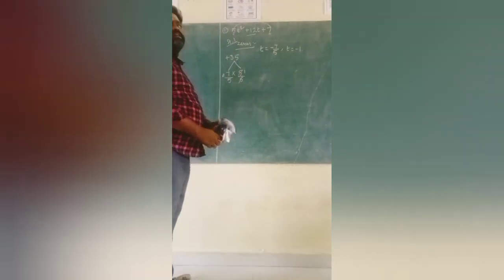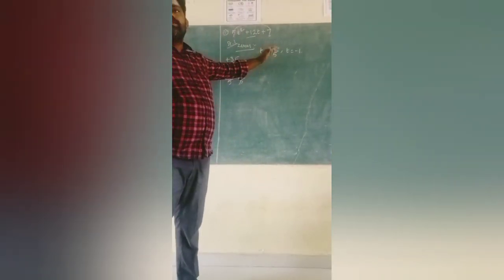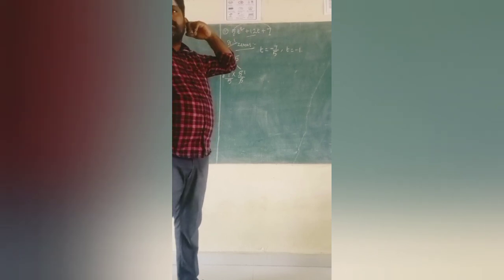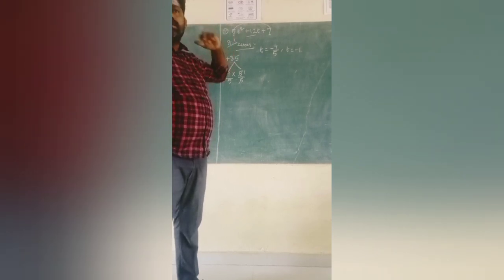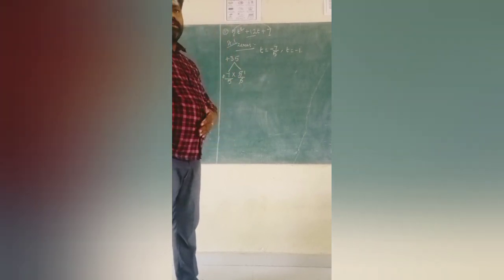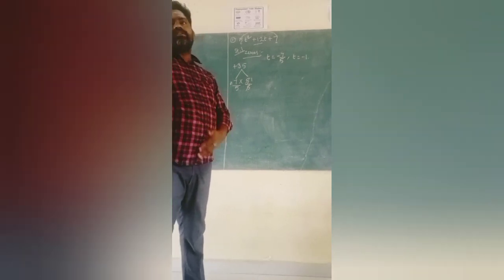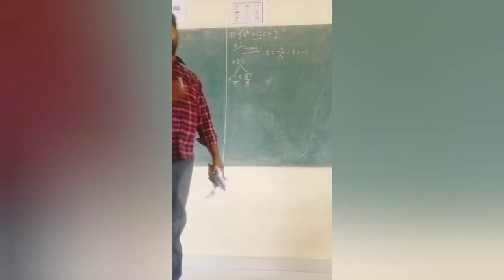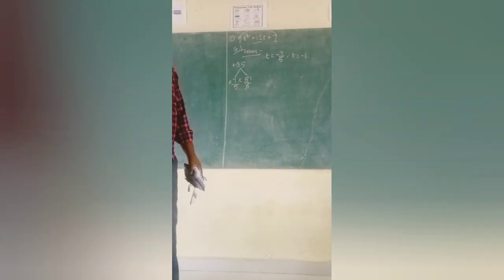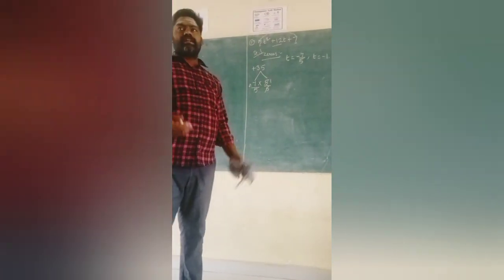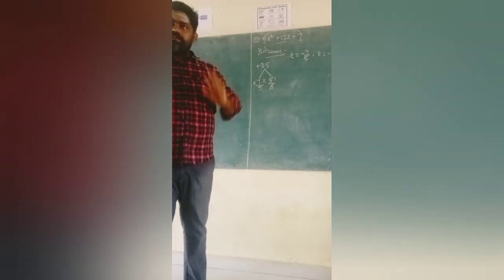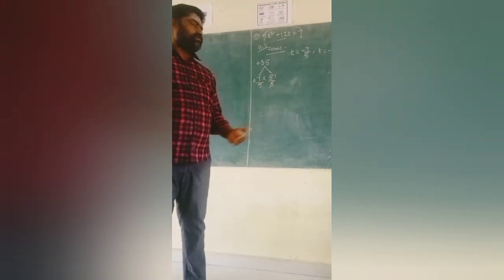So t has two values, 2 zeros. Why? Because they have given us a quadratic equation, isn't it? A quadratic equation has 2 zeros. A cubic equation has 3 zeros. Okay. Now we need to verify them. How do you verify them? Using the relationship between the zeros and the coefficients.